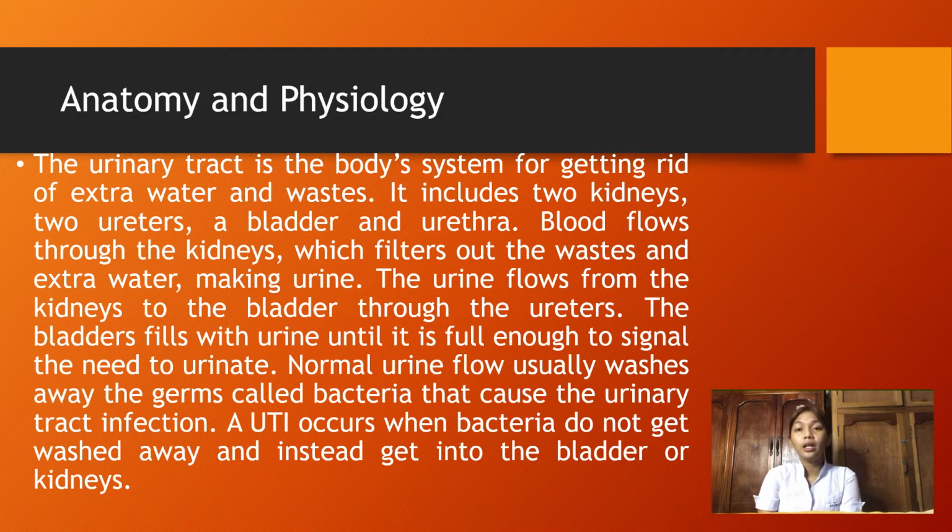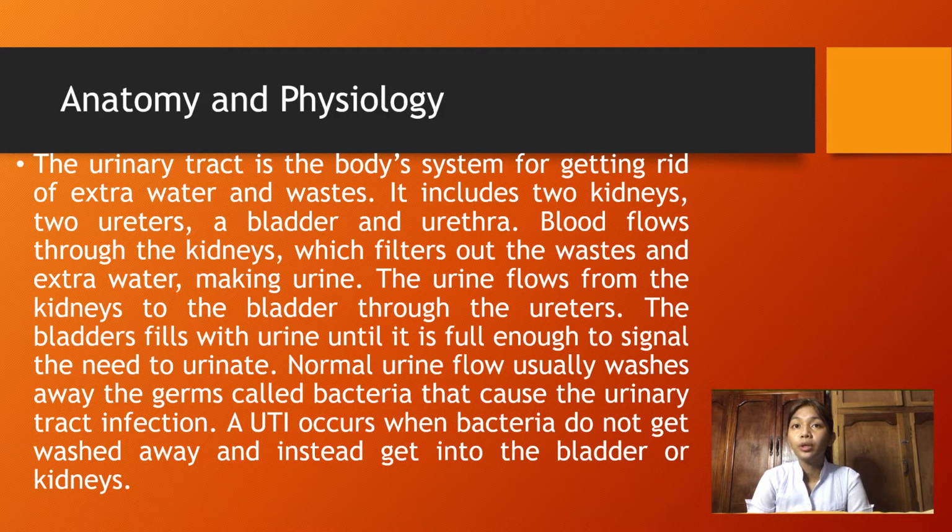So for the anatomy and physiology, the urinary tract is the body system for getting rid of extra water and waste. So yung urinary tract daw ng body system natin is yung nag-aalis ng mga extra water and dumi sa ating katawan. It includes two kidneys, two ureters, a bladder, and urethra.